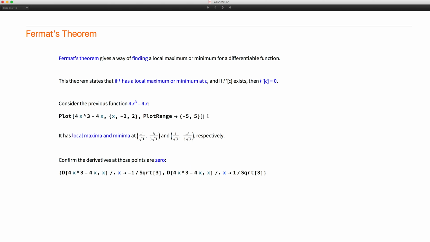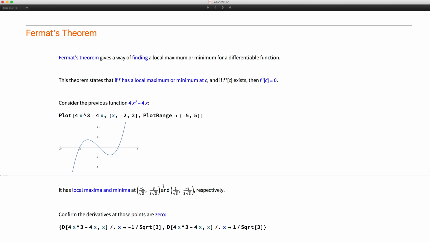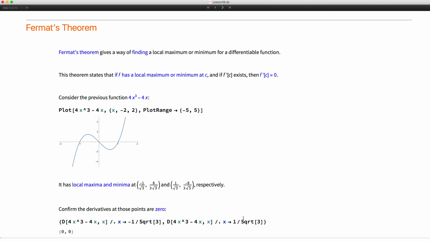So for example, if you look at the earlier function, then the claim is that it's got local maxima and minima over here and there, and you can check that with the derivatives at those points. They're both 0, so Fermat's theorem says that that's the condition to be satisfied for local maxima and minima.